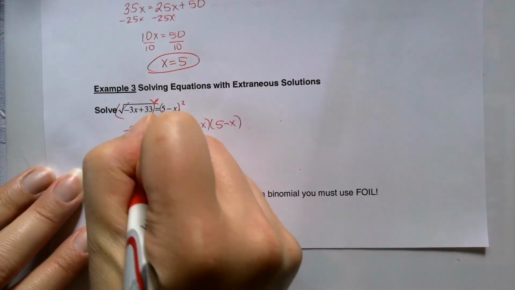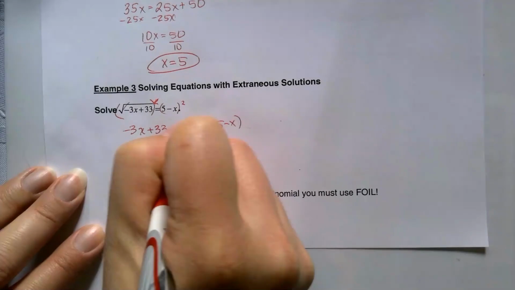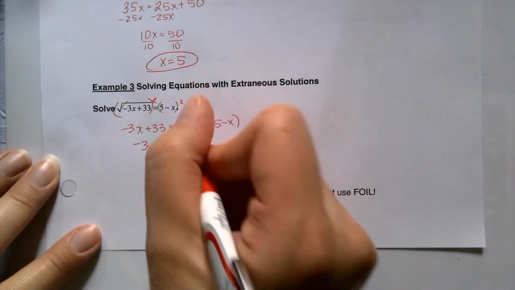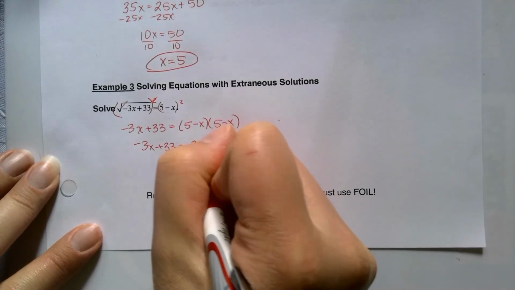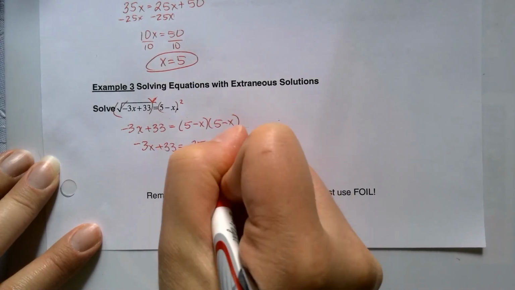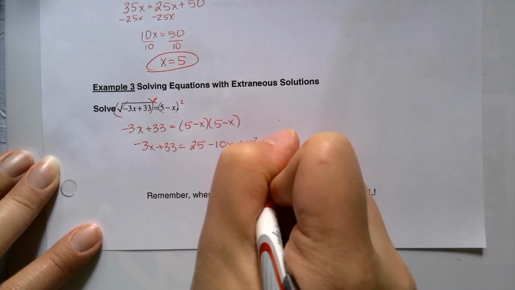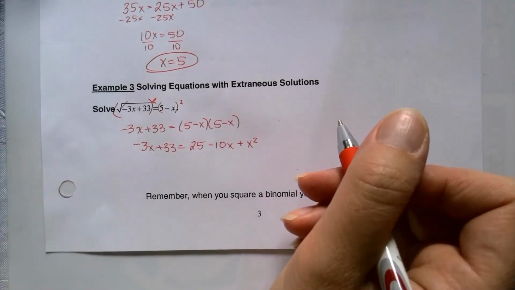So I have negative 3x plus 33, and then take your time and FOIL that, and it's going to be a little out of order, and that's okay. So I'm going to have a 25, a negative 5 and a negative 5x is negative 10x, and negative times negative is going to be positive x squared. So be really careful with those numbers.